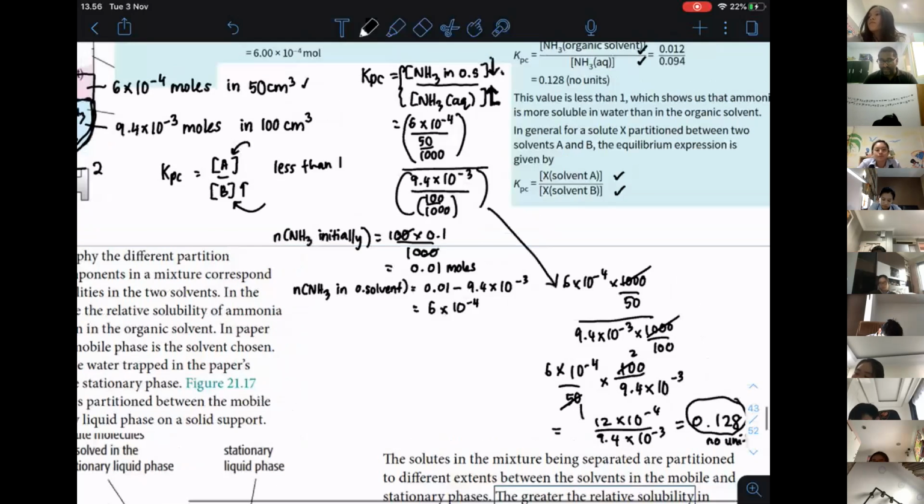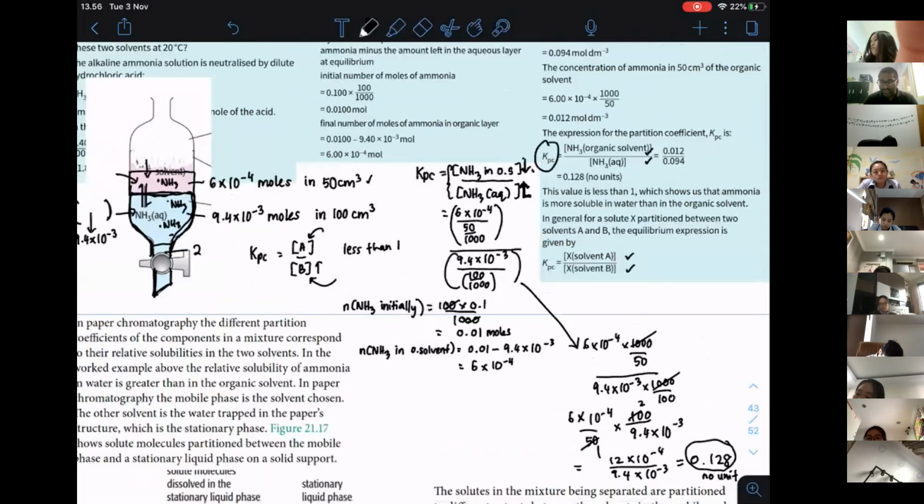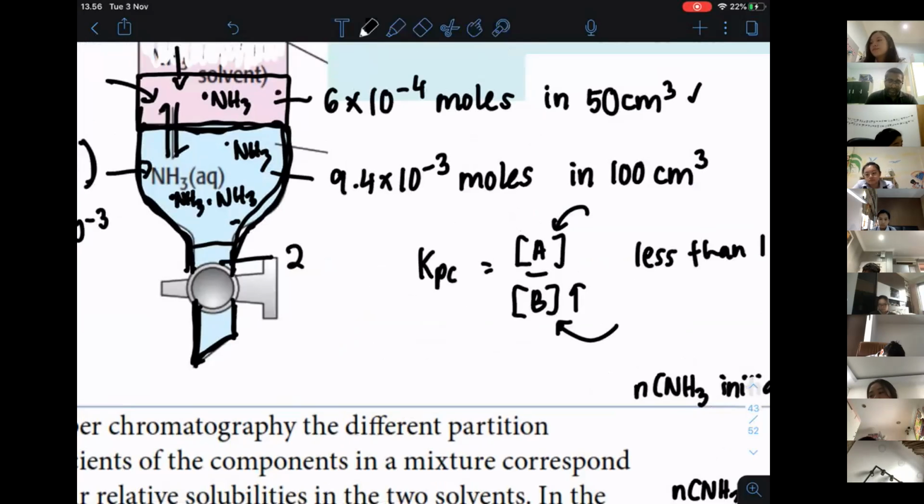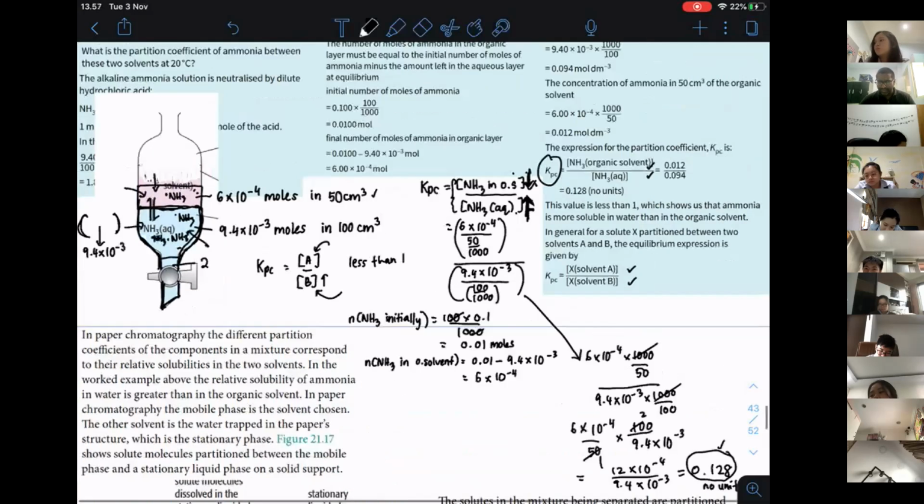In this case, it depends on how you write the KPC. Here we calculated organic solvent divided by aqueous. The value that I calculated is 0.128, which is less than 1. If it is less than 1, this is more and this is less. So I can say that ammonia is more in water. It means there is a greater number of moles of ammonia in that volume of water, so ammonia dissolves better in water. Basically there are more ammonia molecules here compared to here. Or you can say this is more concentrated and this is less concentrated. So this is how we use the KPC. I hope you understand this part.